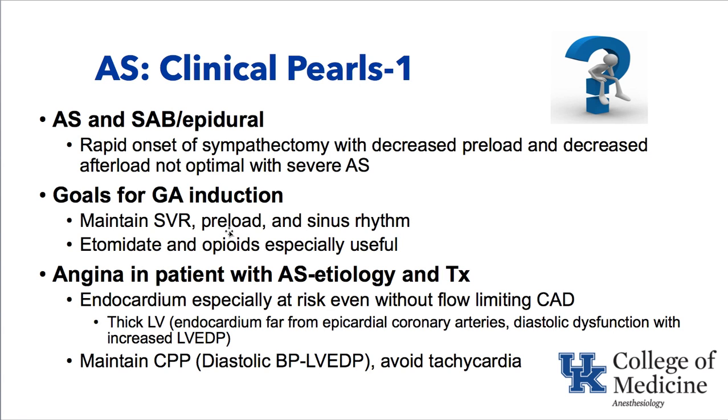Patients who have AS can have angina even without flow-limiting lesions, as mentioned earlier, and that's mainly because they have this big, thick left ventricle, and the epicardial coronary arteries are trying to go all the way from the outside of the heart to the inside of the heart. That endocardium is especially at risk for ischemia, because not only is it a long distance through a thick left ventricular muscle, but also the pressure inside the heart, left ventricular end-diastolic pressure, is high. And remember that coronary perfusion pressure is diastolic blood pressure minus LVEDP. If LVEDP is high, that can negatively impact coronary perfusion pressure. And we don't want the patient to get tachycardic because that will increase oxygen demands of the heart also.